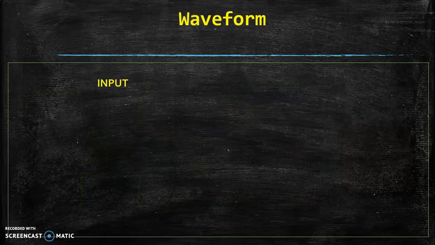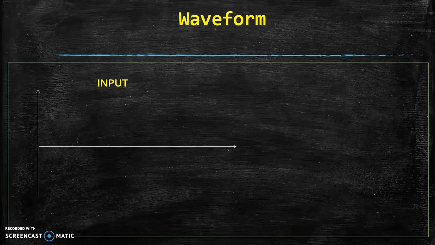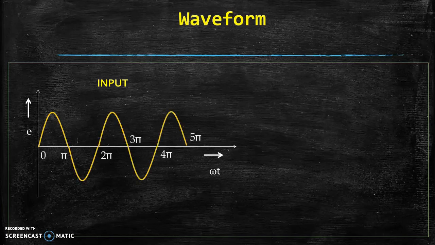Now let us see the waveform. At the input side, as usual, on the x-axis we have taken angular frequency, that is omega t, and on the y-axis we have taken the magnitude of the input side AC voltage. We know that it is a sinusoidal voltage, and the cycle goes from 0 to pi to 2 pi. Up to 2 pi it completes one cycle, then up to 4 pi it completes a second cycle, and so on.